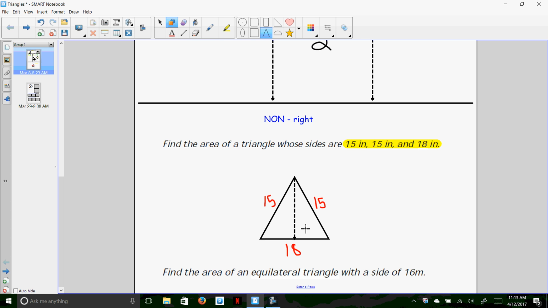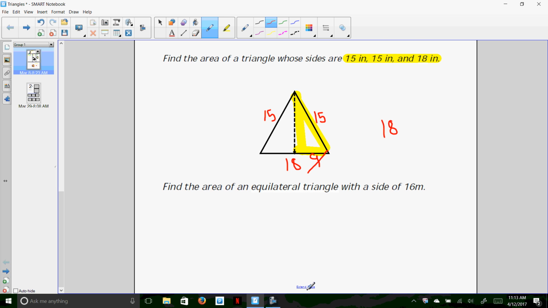These are not 30, 60, 90s. Just because it's isosceles, we do not automatically put a 60 in those corners. It's not equilateral. What you do is you got to recognize that this 18 is cut in half, and use Pythagorean theorem again to find that height, or recognize your Pythagorean triples. Remember though, the base is still 18, not 9. It's 18. That's a big mistake a lot of students make.